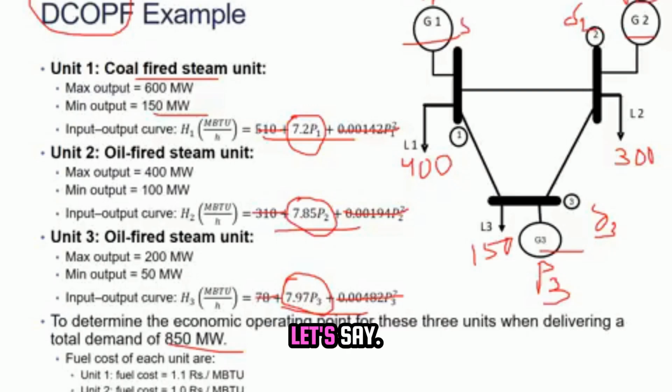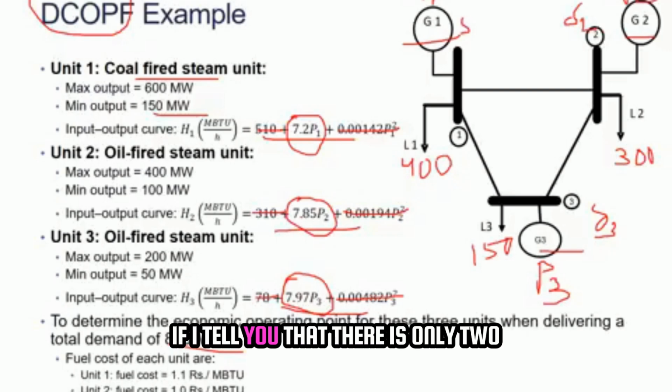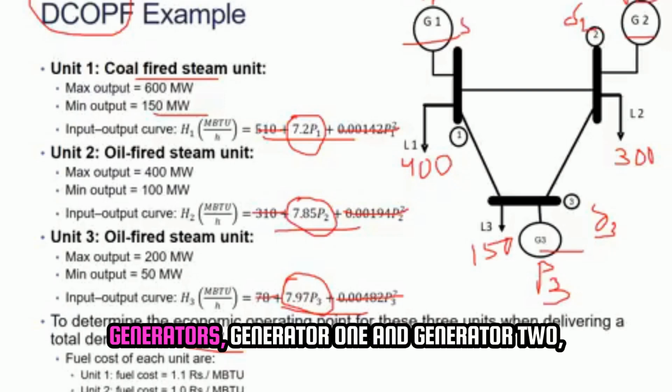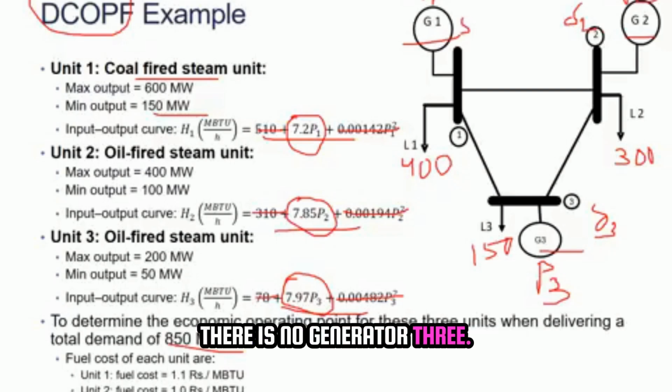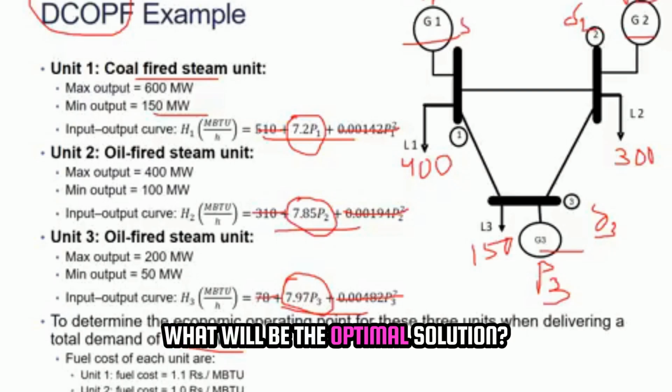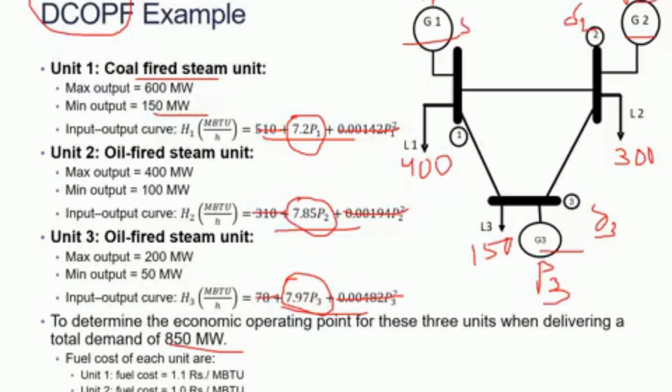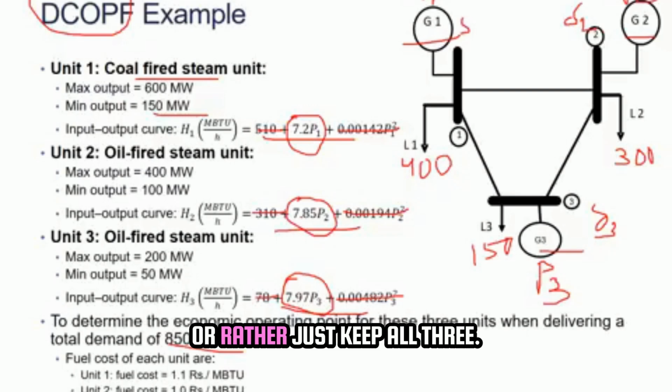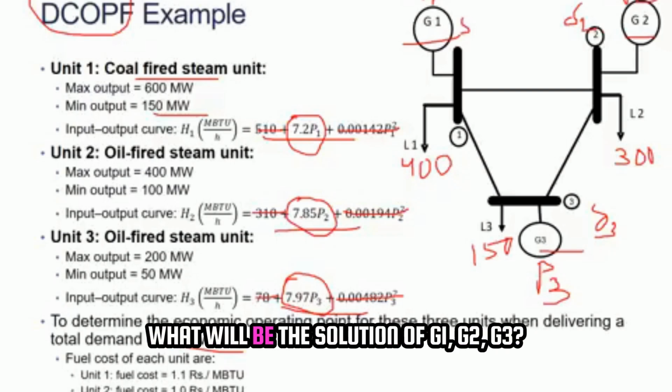Now if I tell you that there are only 2 generators, generator 1 and generator 2, and there is no generator 3, just assume for a while. What will be the optimal solution? Or rather, just keep all 3. Don't worry. G1, G2, G3 are there. Now what will be the optimal solution? What will be the solution of G1, G2, G3?